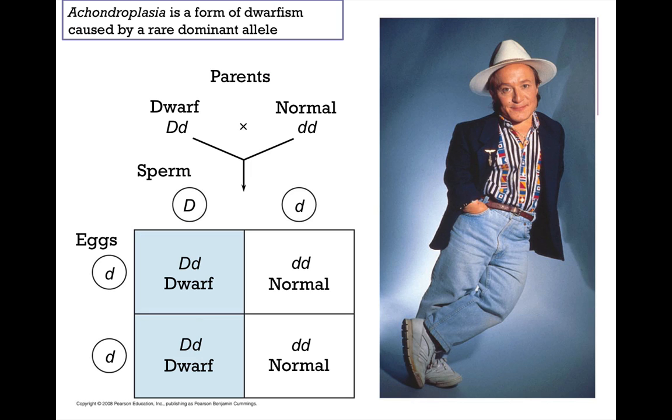Achondroplasia is a form of dwarfism caused by a rare dominant allele. If we take a look at the parents, the big D codes for the dwarf allele, and in the normal genotype, lowercase d codes for normal. So in the case where a dwarf mates with an individual of normal phenotype, they have a 50-50 chance of having children with dwarfism, or achondroplasia, versus a normal height child. In this case, a dominant trait produces half and half probabilities amongst the offspring.